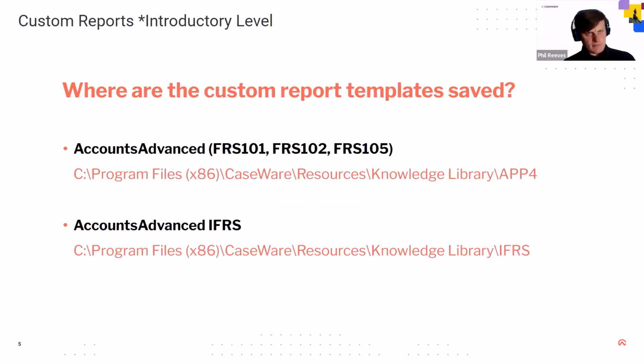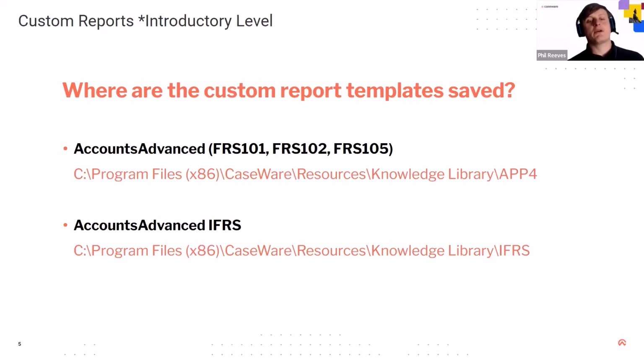Now, before we actually look into creating the custom report, it's important to make sure that we're aware of where the actual templates that we would use for those reports are saved. There are two separate locations where we would find the custom report templates. There's the Accounts Advanced for FRS 101, 102, 105, which will be found within the APP4 folder of the path that you can see below.